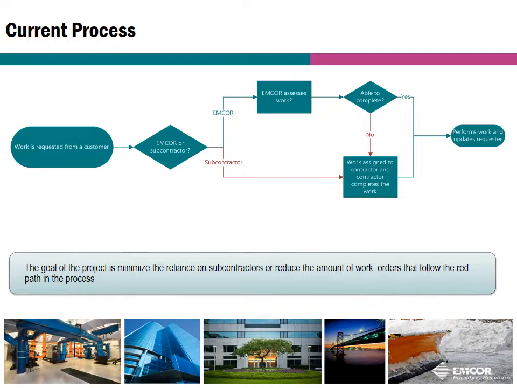So a quick review of the current process flow. When a work order comes in from a client, EMCOR makes the decision whether they're going to self-perform the work or directly subcontract it. If they think that they can self-perform the work, there's a decision point to see whether they have the capacity or the competency. If they do not, then the work will be sent over to a subcontractor, and then from there the work gets completed. From a visual perspective, the goal of this project is to identify what's causing these two red lines in this process flow and how we alleviate that and push more of the work towards the EMCOR servicing side.